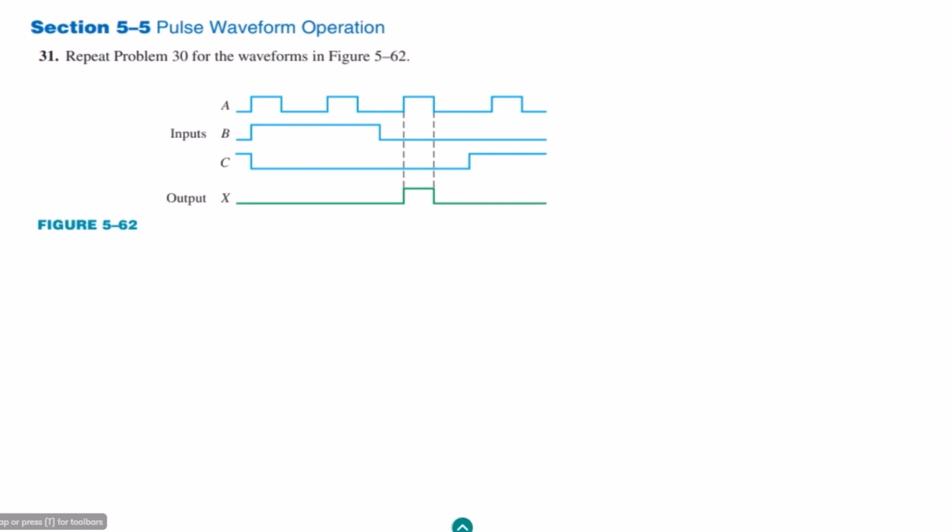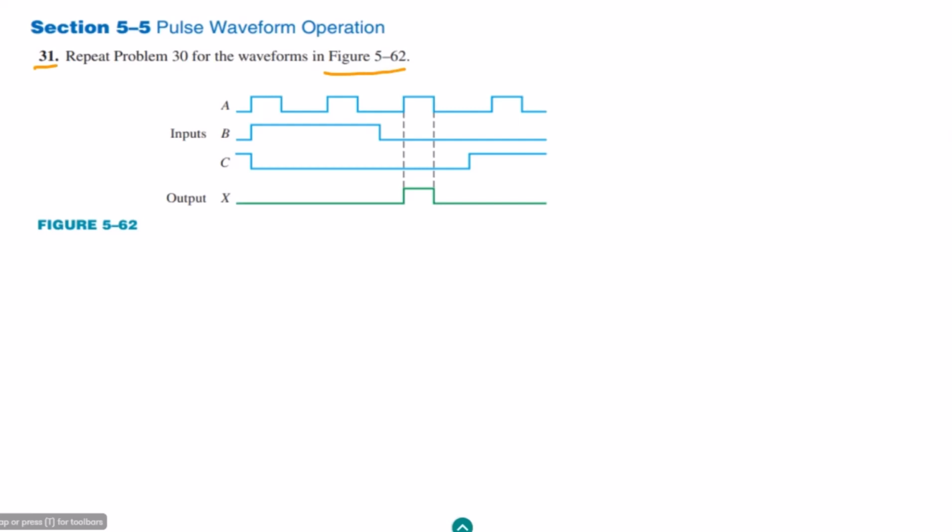This is again section 5.5, and we were discussing the pulse waveform operations. This is question 31, and here we have to repeat problem 30 for the waveform in figure 5.62. So what was basically problem 30?